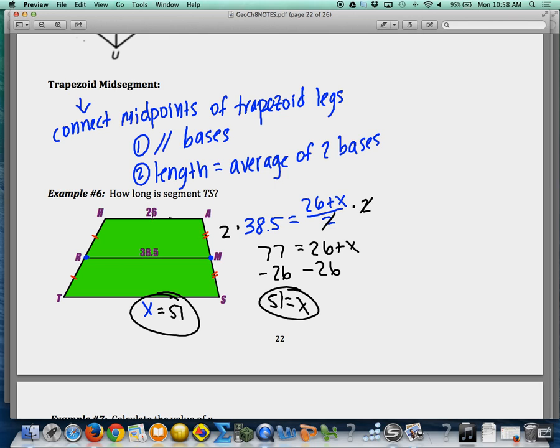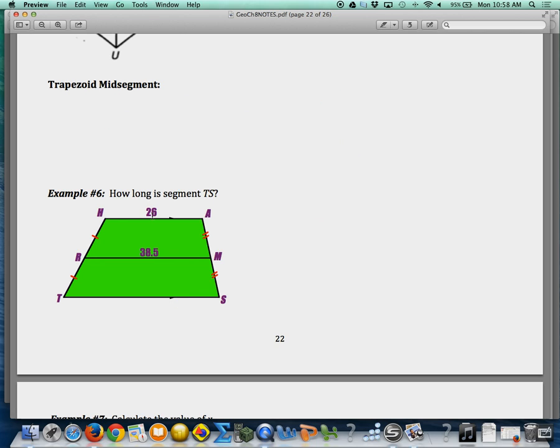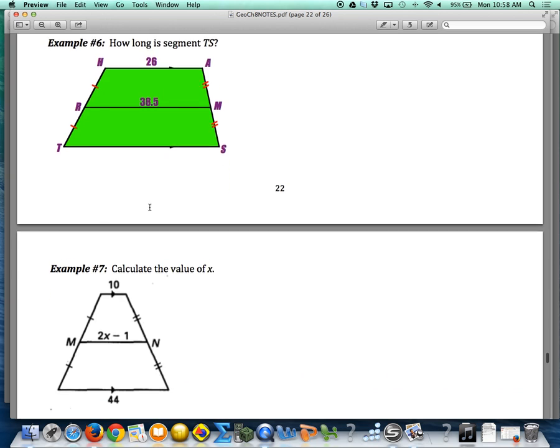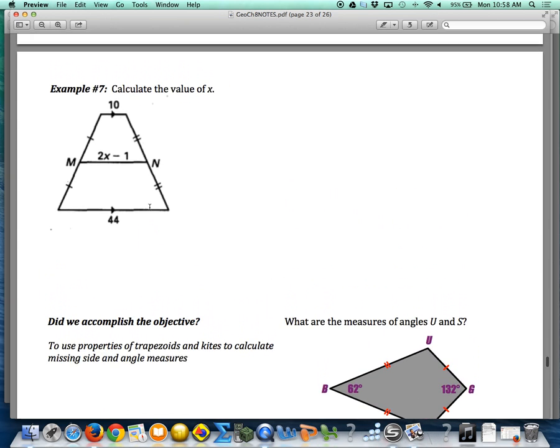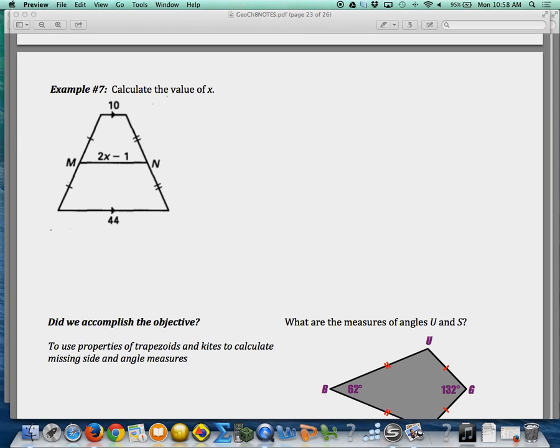Questions? Can I erase this? Okay. Ideally, here's what we're going to do. We got 12 minutes and 2 more examples. So we're going to do these and then I'll give you a few minutes that you can start your homework. Example 7 we're just going to do together because of the interest of time.